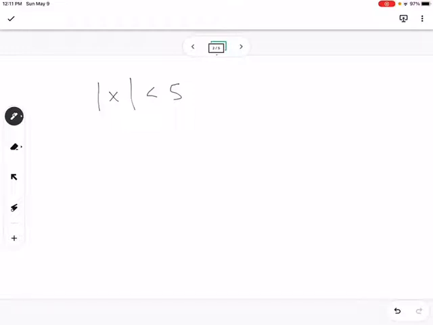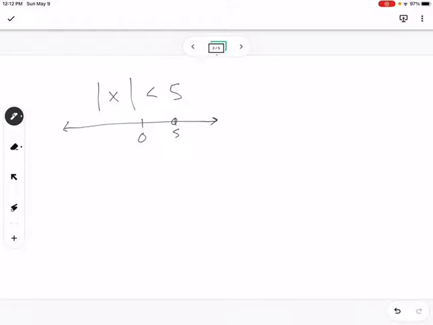So it's nice to think about this in distance. What we're really saying is what values of x have a distance that's less than 5 from 0. So again, I always like to start with a number line. What things are less than 5 away from 0? Well, we can look at our boundary point of 5, and it's going to be open because we're not equaling.